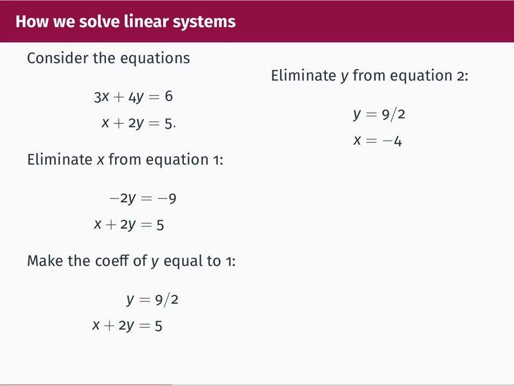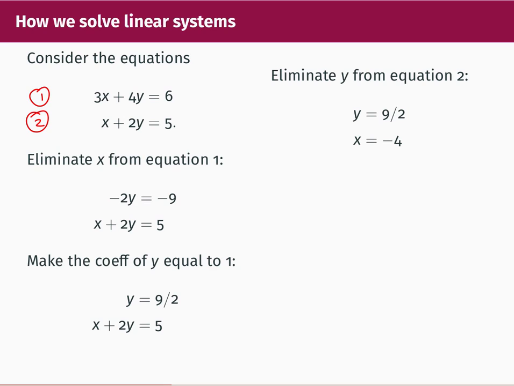We have some equations here: 3x plus 4y is equal to 6, x plus 2y is equal to 5. If you're going to solve these, you probably begin by eliminating the x from equation 1 by subtracting 3 times equation 2 from equation 1. So let me label these so we know what we're talking about. Here's equation 1 and here's equation 2.